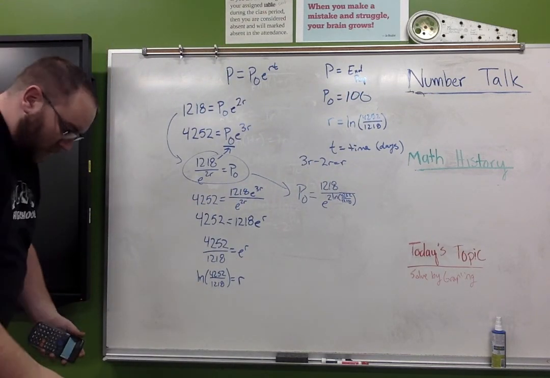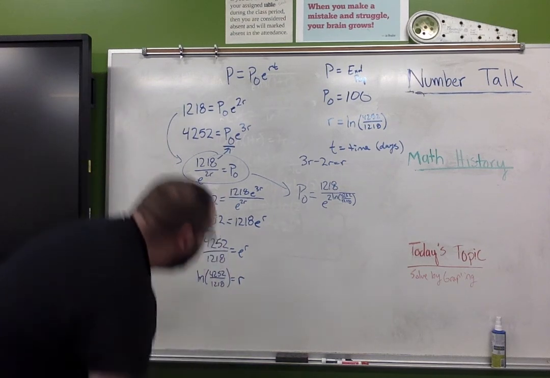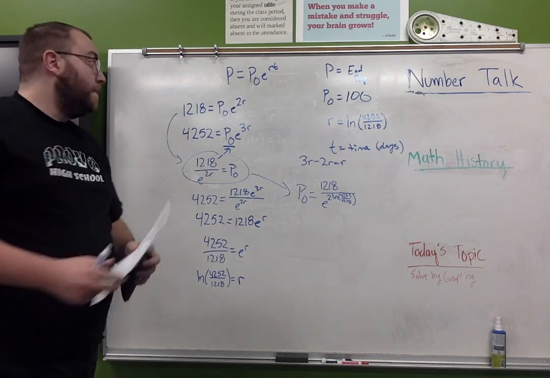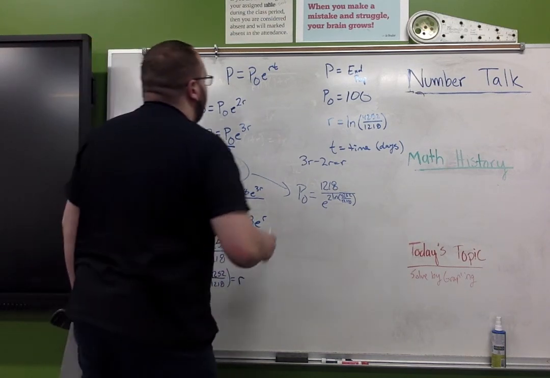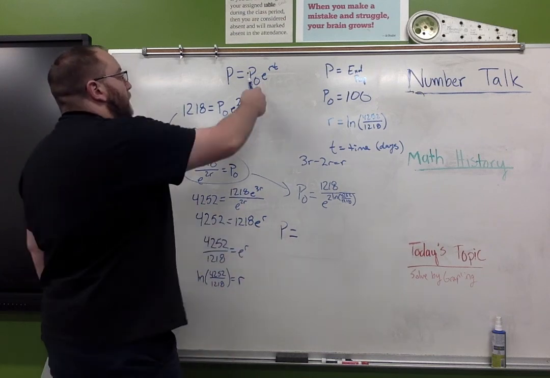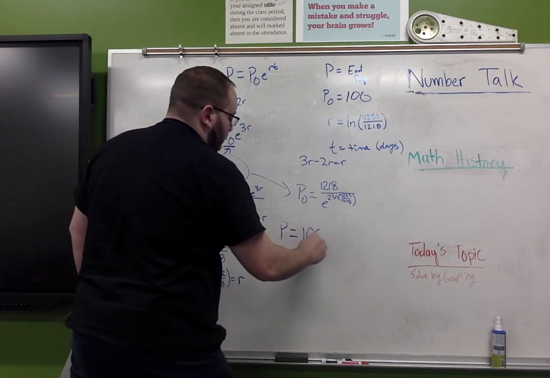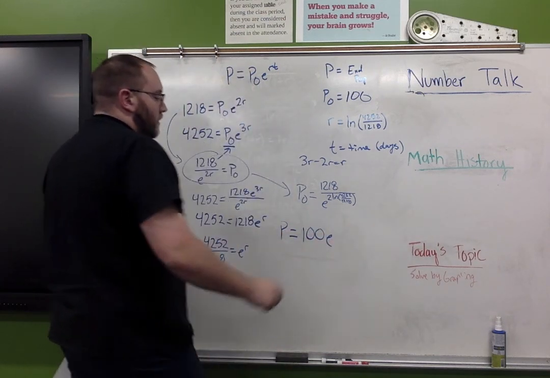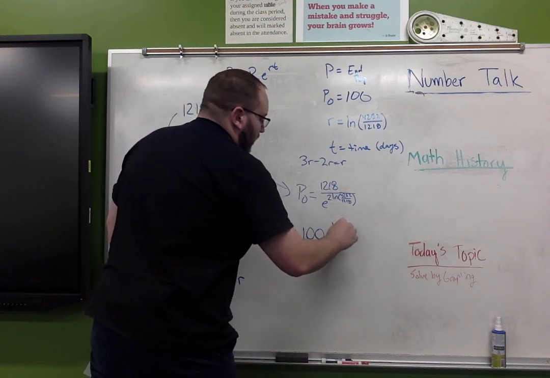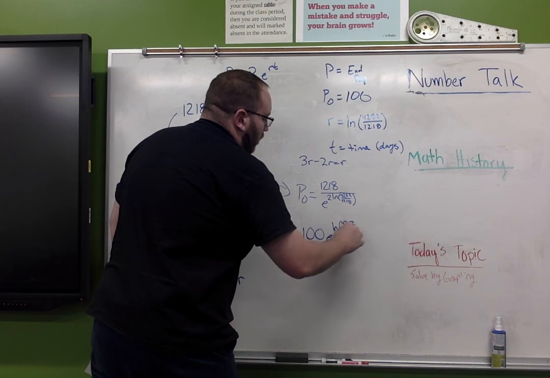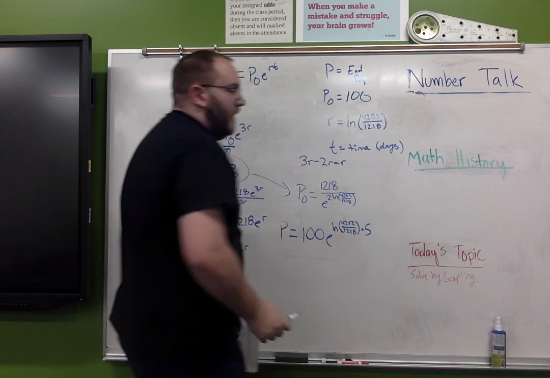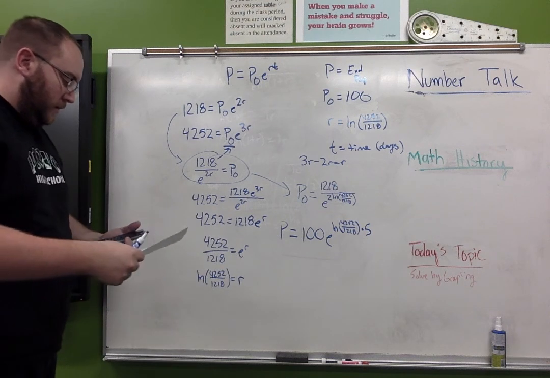And now we know enough information to find out how many flies are left over after 5 days. So P is equal to P naught, which is 100, times e to the r, which is natural log of 4252 over 1218, times 5, right, for 5 days. And we just put that in our calculator.